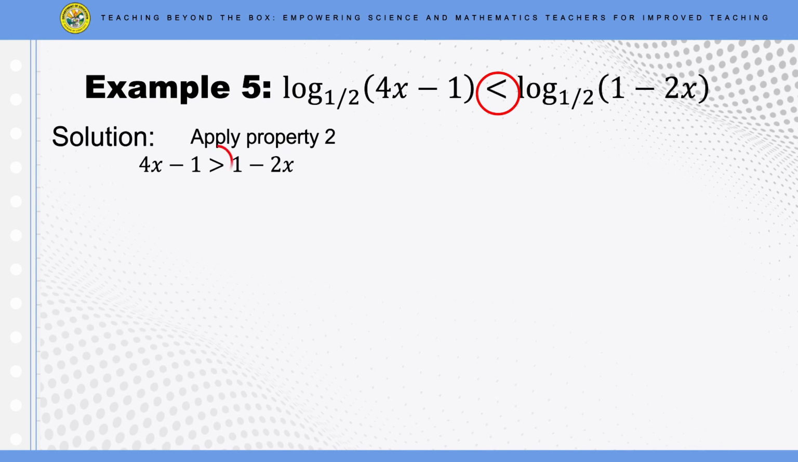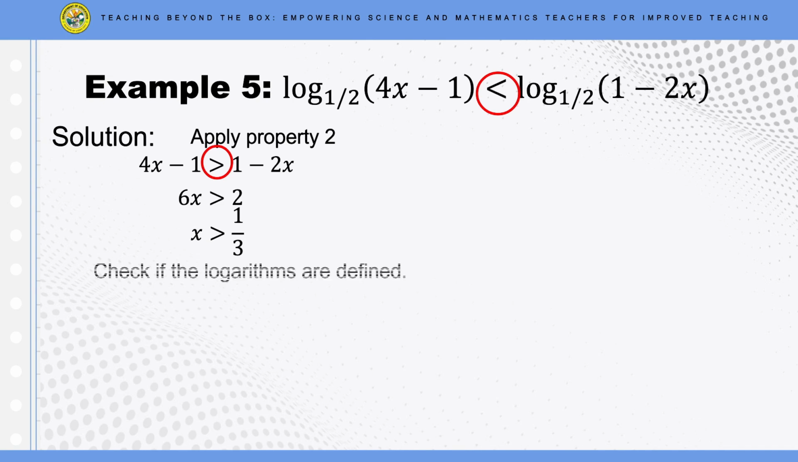Observe the inequality sign in the problem. And when we compare the arguments, they interchanged. Now simplifying, we have 6x is greater than 2. Then x is greater than 1/3. Let us check if the logarithms are defined.